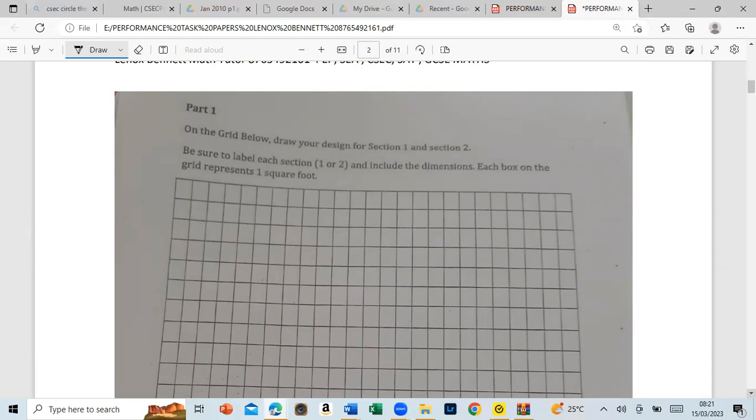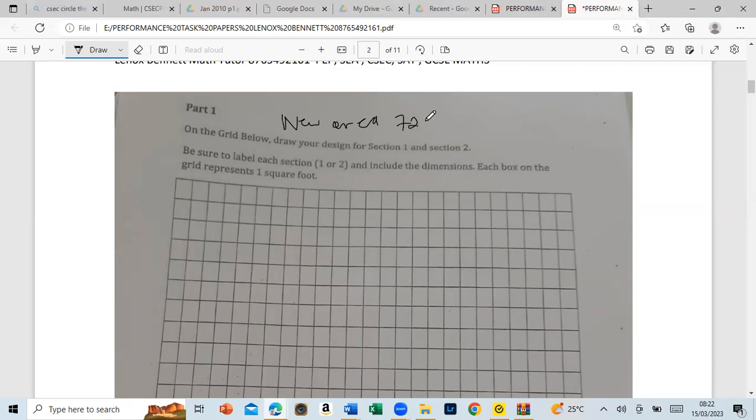So part 1. On the grid, draw your design for section 1 and section 2. Please be sure to label each section 1 or 2 and to include the dimensions. Each box on the grid represents 1 square foot. So we did work out the new area, which was 72. Let us focus on that one first.